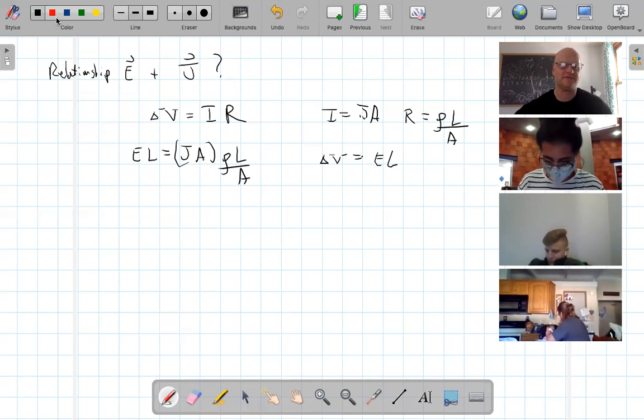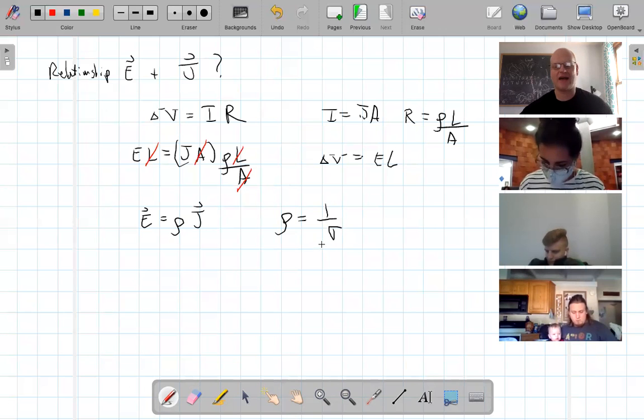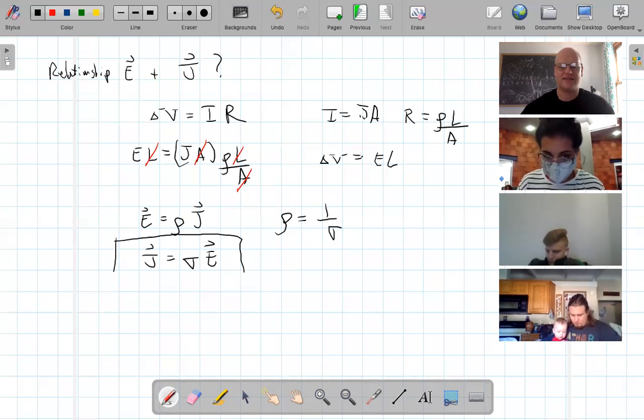So here, this area is going to cancel this area. This length is going to cancel this length. So from here, this says that the electric field is equal to the resistivity times the current density. Or, as we talked about on Monday, we can also rewrite the resistivity as 1 over the conductivity. And then we can write this as the current density is equal to the conductivity times the electric field. So this is the relationship between the electric field and the current density.